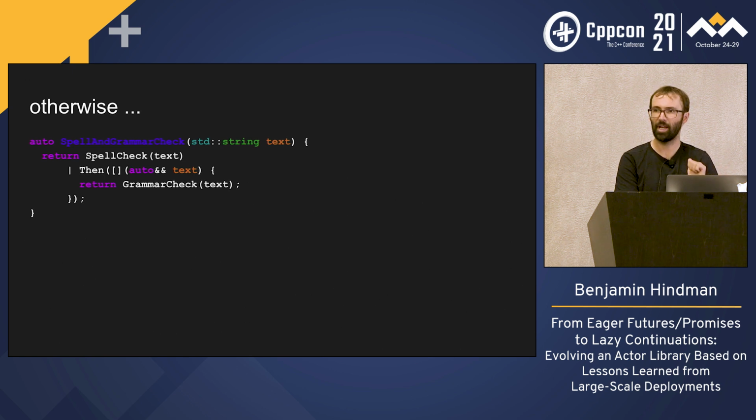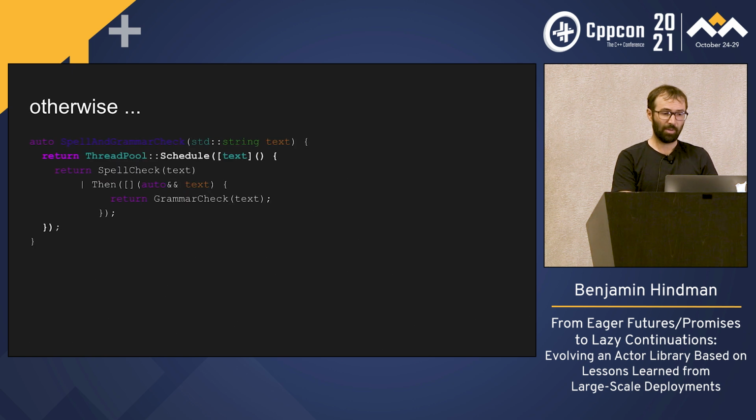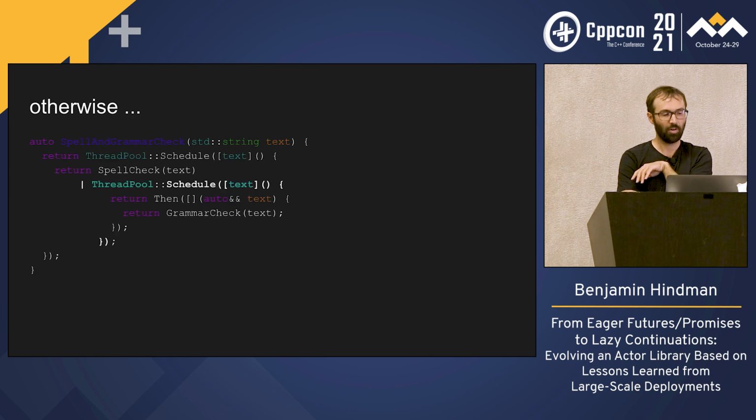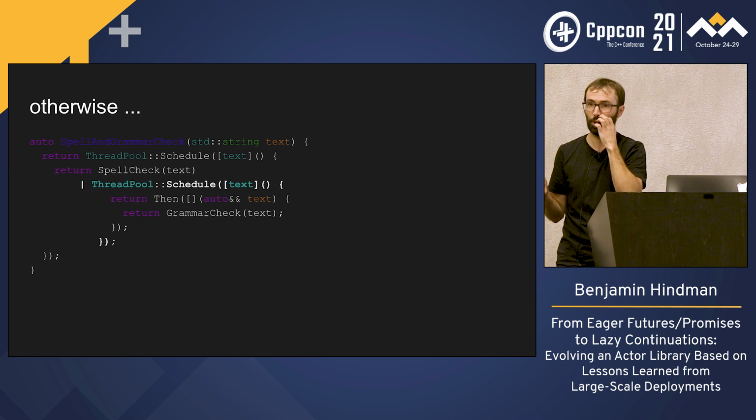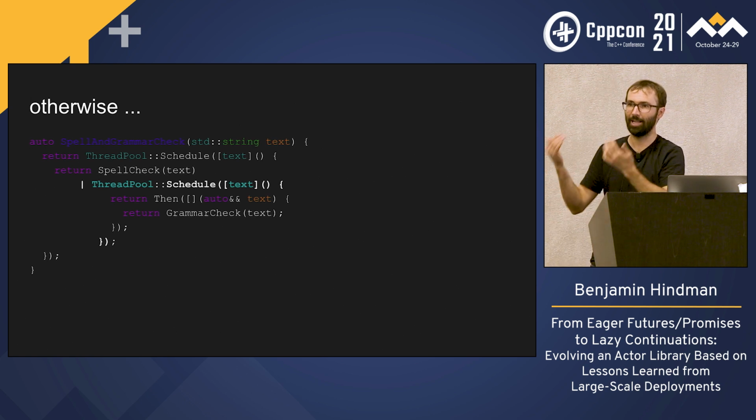If we don't do it that way, we run into situations like this. Let's say we wanted to run spell check and grammar check on a thread pool. We'd say, all right, great, we're going to schedule this code on a thread pool. Then we found ourselves having to do this: after spell check returns, we have to get back on the thread pool. Why? Because spell check continues on the event loop, so we have to get off the event loop and get back on the thread pool.